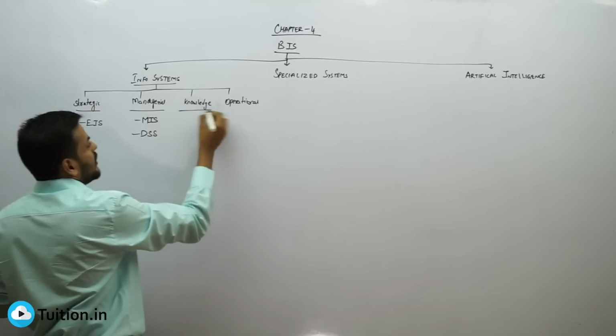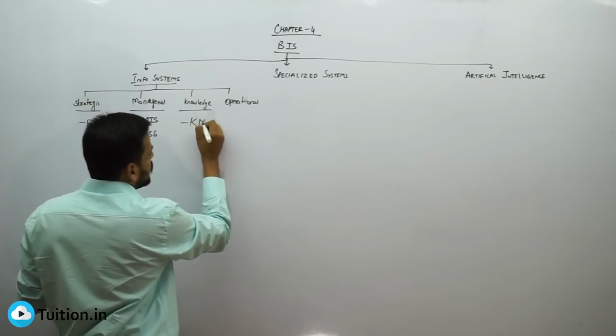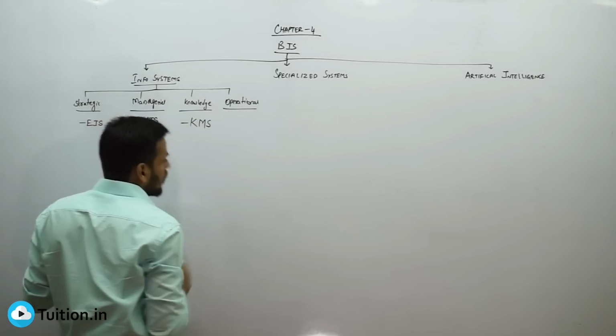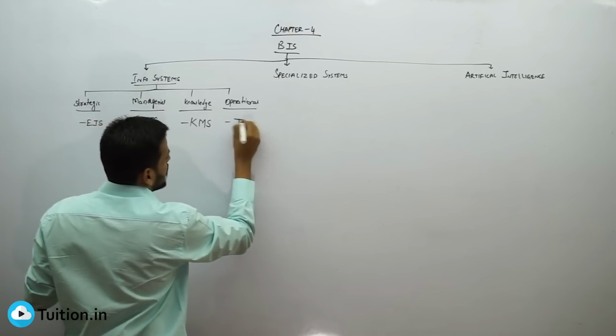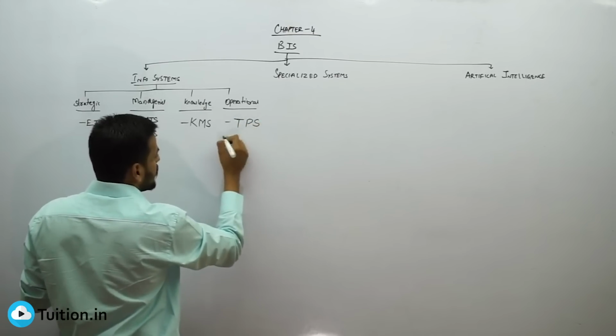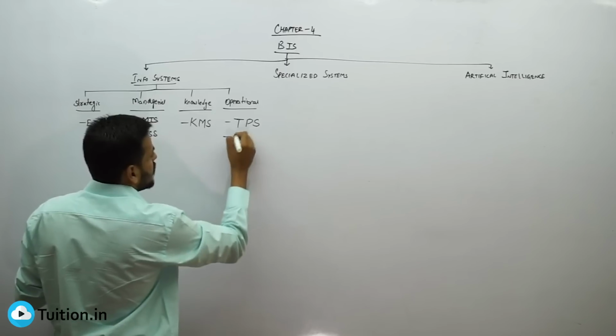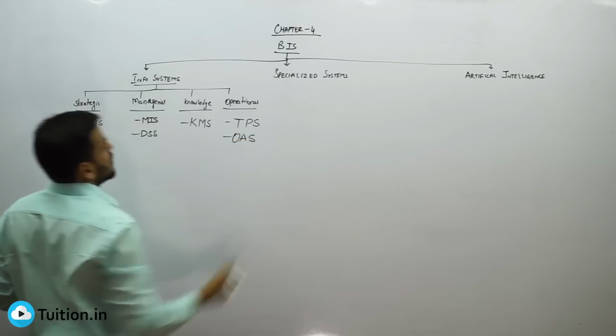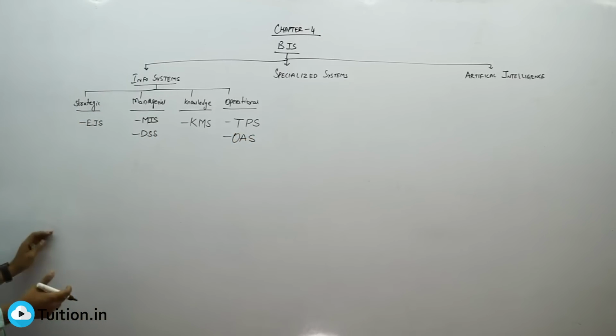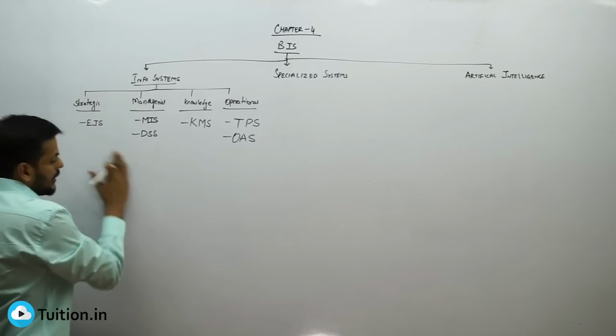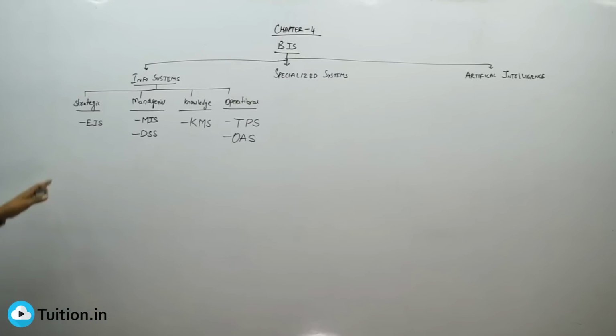At knowledge level, we are using something called the knowledge management system, and at operational level, we will be using something called the transaction processing system, and of course we are using something called the office automation system. These are all the various 6 types of information systems that you're going to use in business to gather information. Let me give you a brief overview of all of these, right? And I will take you through the important topics out of these, right?